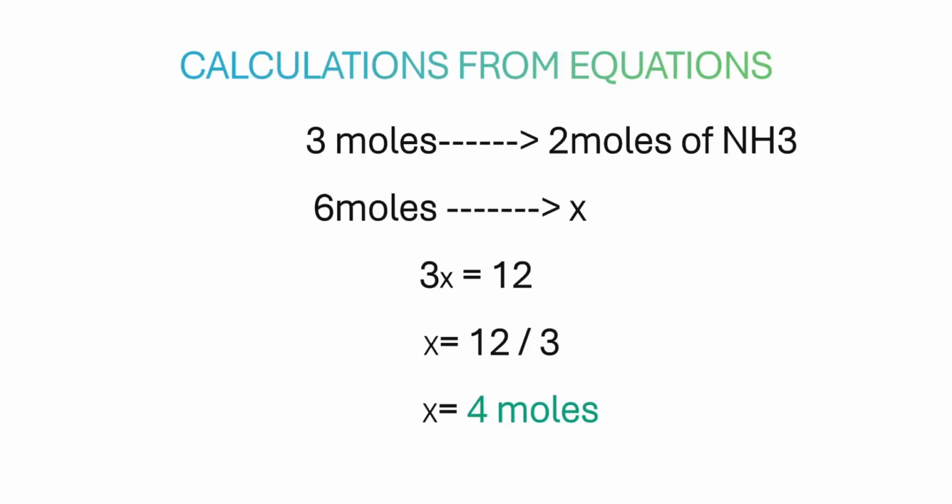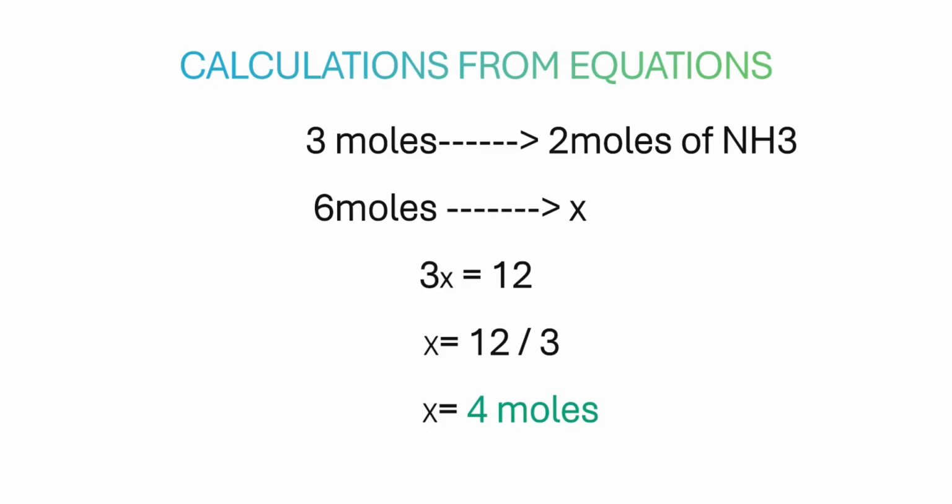Alright, so we say 3 moles of hydrogen yielded 2 moles of ammonia gas. So what will 6 moles of hydrogen gas now yield? Alright, so when we do the cross multiplication and make X the subject of the formula there, we're going to have 4 moles of ammonia.